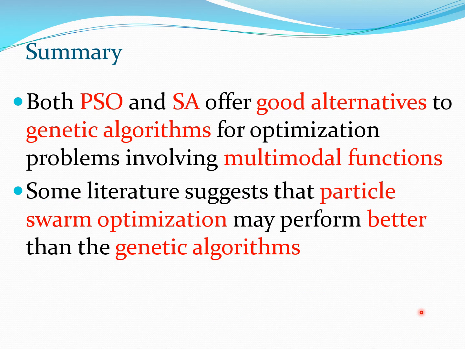Now both PSO and SA are good alternatives to GA for optimization problems involving multimodal functions, and generally recent literature shows a tendency to use PSO compared to GA. One of the reasons is that PSO is also very simple. It deals with real numbers, and it has a very simple mathematical formulation which can be coded by people who have no background in optimization. So it is actually very simple.